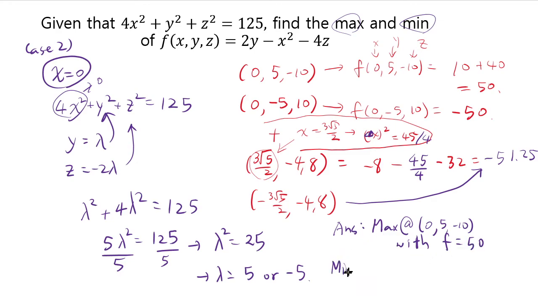And the minimum will be at plus or minus. Both are actually minimums. They both give you the same exact minimum. So we have a tie. In that case, you should put both, with f being this time negative 51.25. Okay, so that's how you solve this.